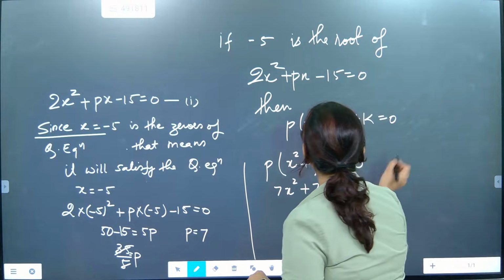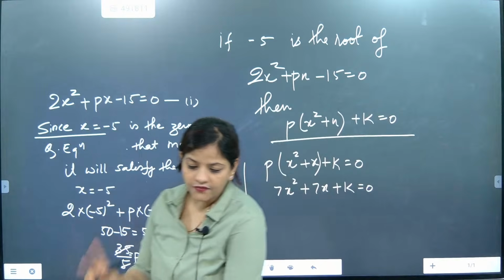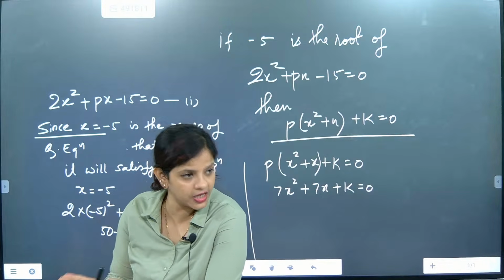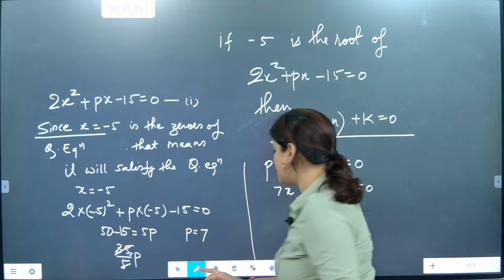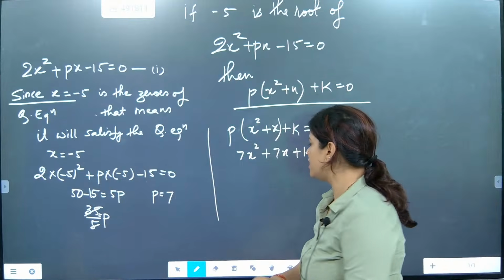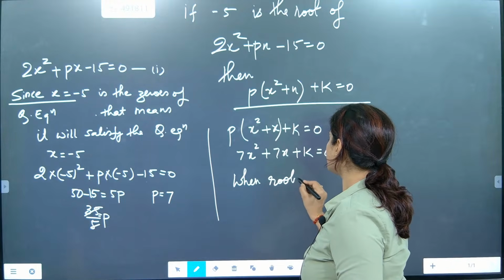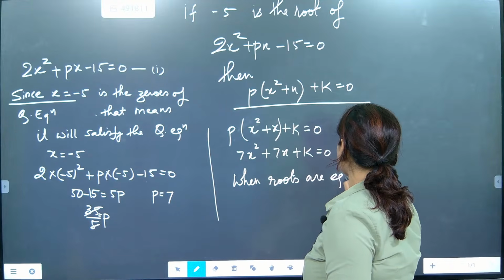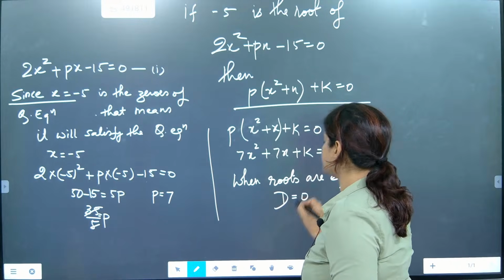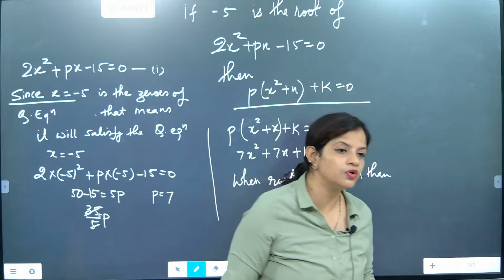Understood? Now what they are telling is that you need to find the value of k when the discriminant is 0, equal roots. So please remember this part: when roots are equal, then D will be equal to 0. The discriminant will be equal to 0.